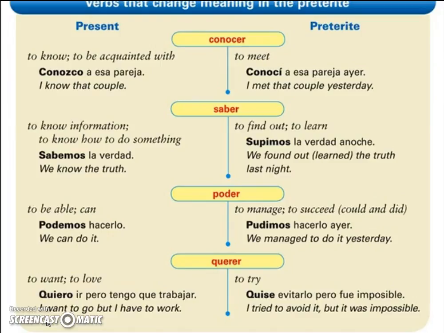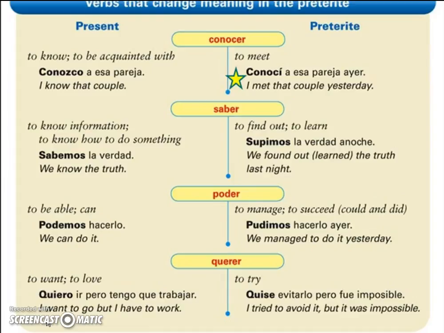It's not part of this presentation, but I still wanted to point these out because saber, poder, and querer are all irregular. So conocer in the present tense is to know or to be acquainted with. However, when we put it in the preterite tense, we are actually saying to meet. Okay, so I met that couple yesterday. Yo conocí a esa pareja ayer.